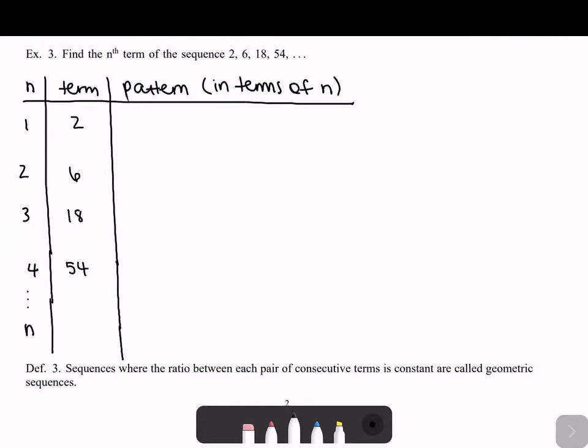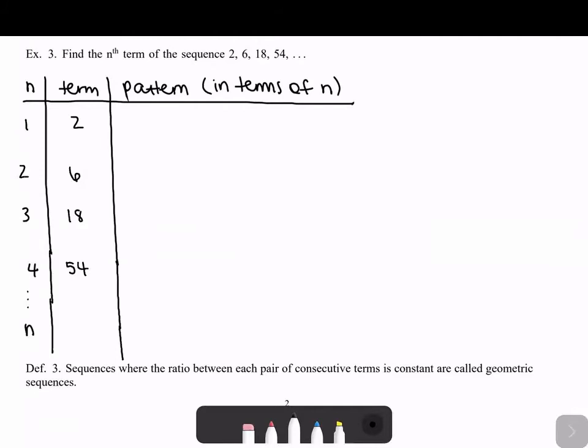Okay, so let's try what we did before. We can try to see if we can add the same constant between each of our terms. When we try that, we see that going from 2 to 6, we add 4, and going from 6 to 18, we add 12. So we can already see in these first 2 jumps that we don't add the same constant. So let's see what the pattern really is.